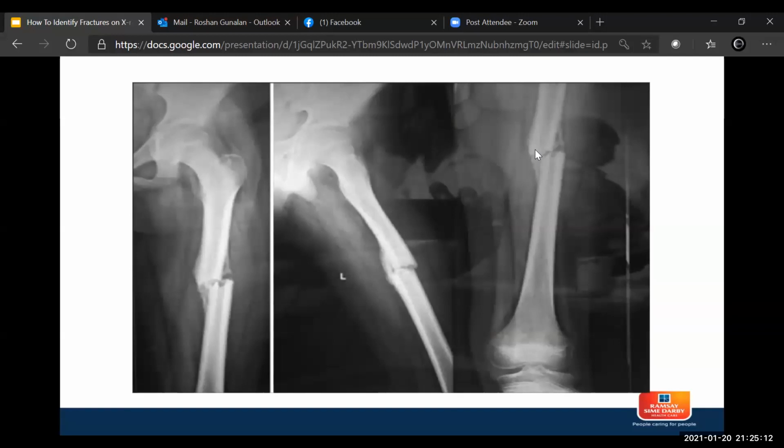Which side are we looking at? Do we have the adequate films? Do we have AP and lateral? Can we see the joint above, joint below? Then start to comment on what it is. The final answer is not so important, but it's great that you identified something there.